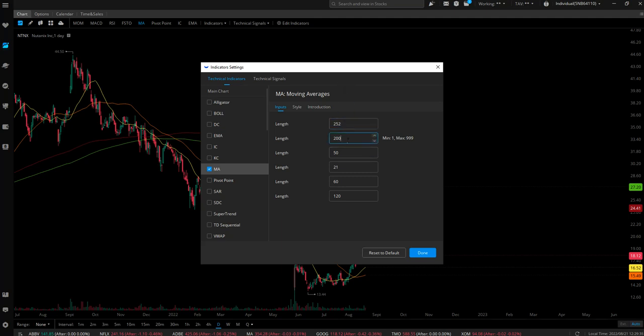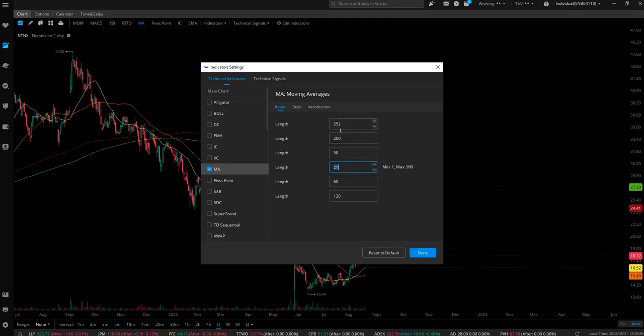Then you have 200, which is a standard moving average. Then you have the 50, which is another standard moving average. And then you're going to have the 21. So just these top four. Ignore these bottom two here. So 252, 200, 50, and 21.